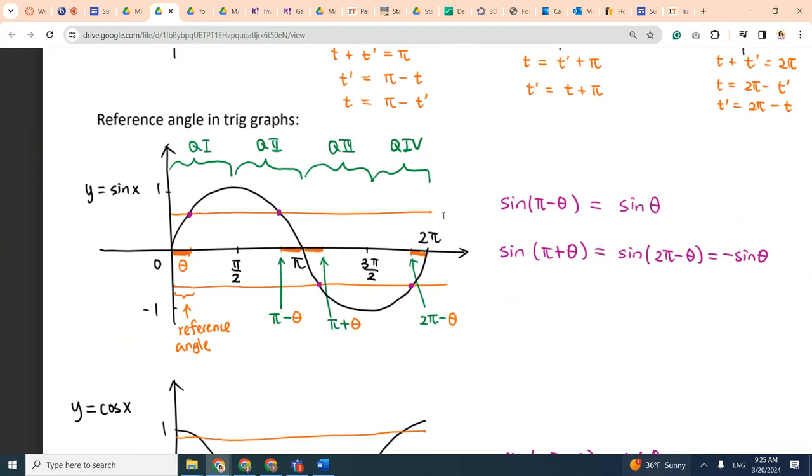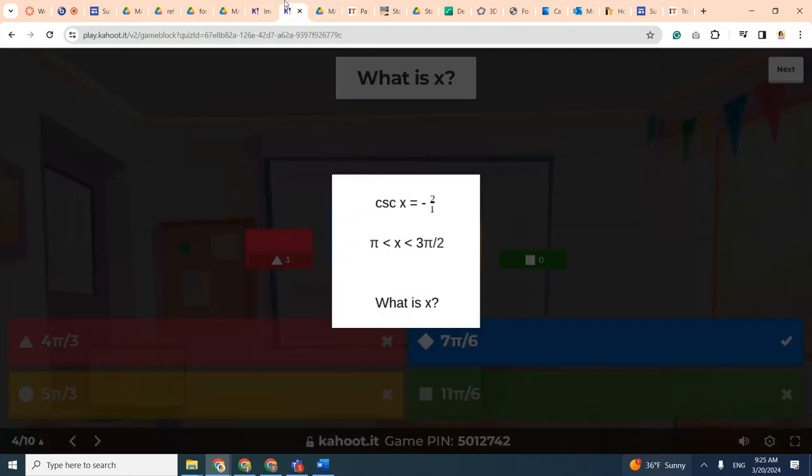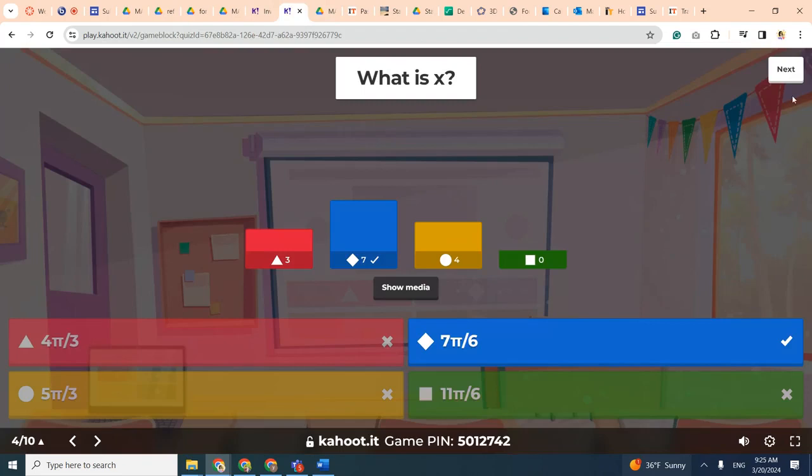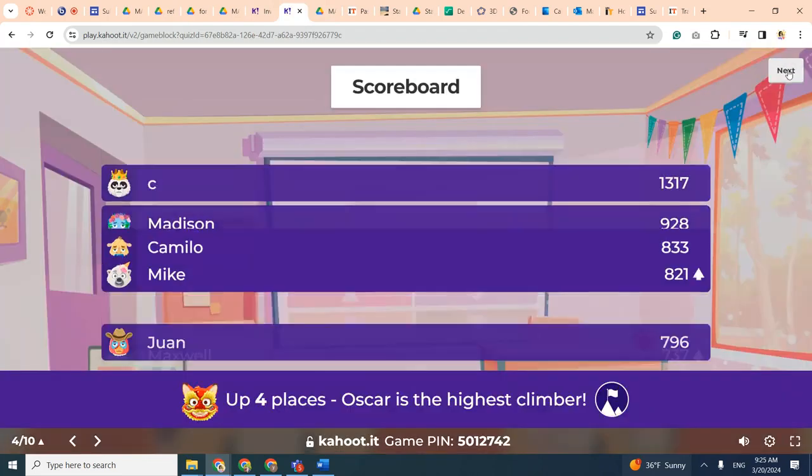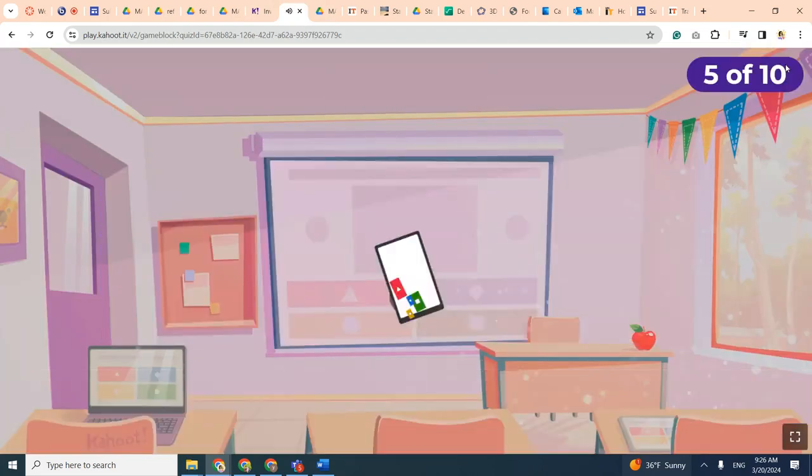You look at the number, find the reference angle, and then you can find the corresponding values. How about if I ask you to give me the angle in quadrant 4? This will be 2 pi minus pi over 6, which is 11 pi over 6. Okay, everybody? Yes. So we actually have two x values that give us the same y value. All right. Next. Okay, good.